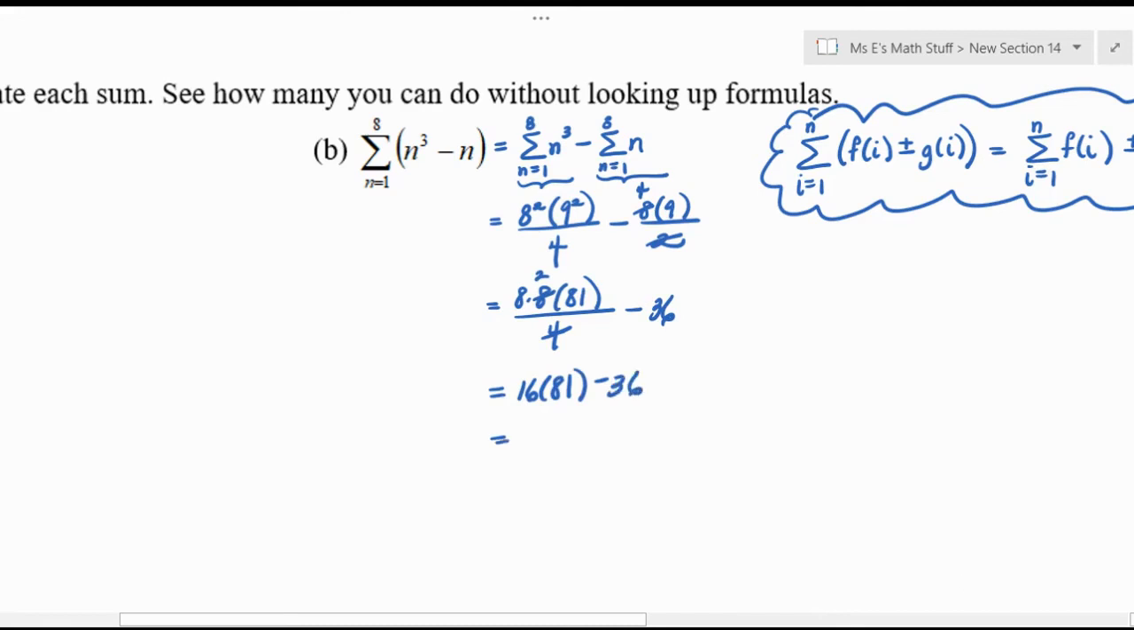which is 16 times 81, take away 36. All right, 16 times 81, I think, is 1,296. And take away the 36, you're left with 1,260, I think.